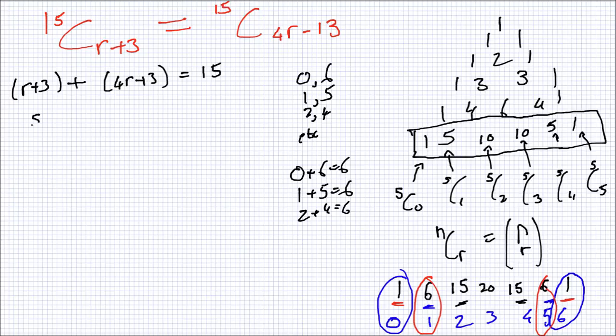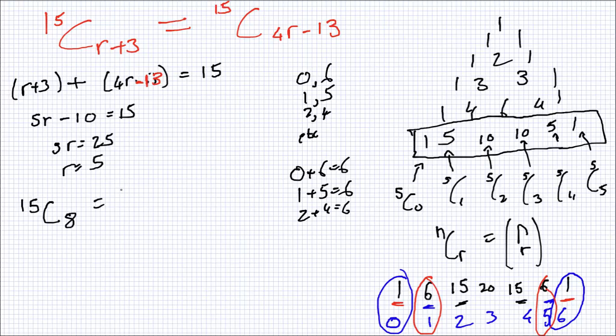So you get 5r, let's see, 3, that's minus 13. Let's just write that a bit clearer. Minus 13. Okay, so 5r and then 3 minus 13 is minus 10. That should equal 15. So 5r should equal 25. So r equals 5. So we're saying that r+3, which is an 8 here, should equal 4r-13, which is 20 minus 13, which is a 7.